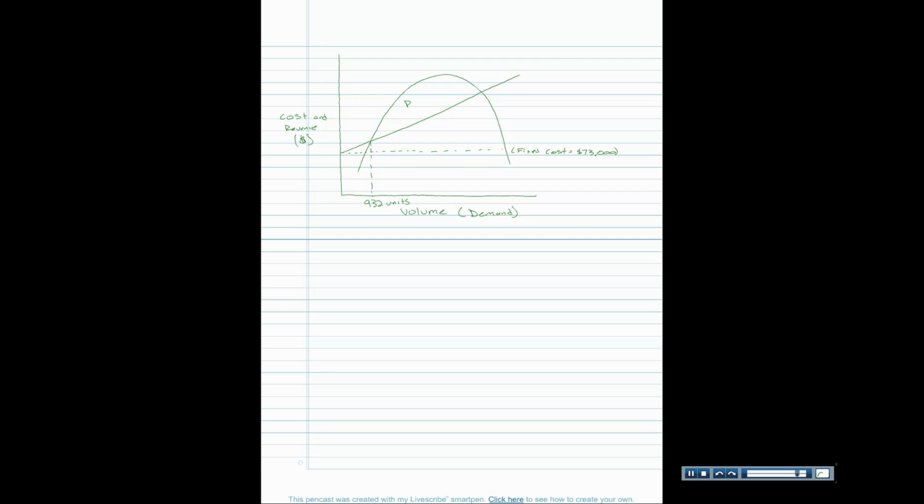That is the point at which finally they're into the profit range. And so profit is any time where the revenue curve is higher than the total cost curve. So that's the 932. This is the last one that they can sell profitably at 39.18 units per month.